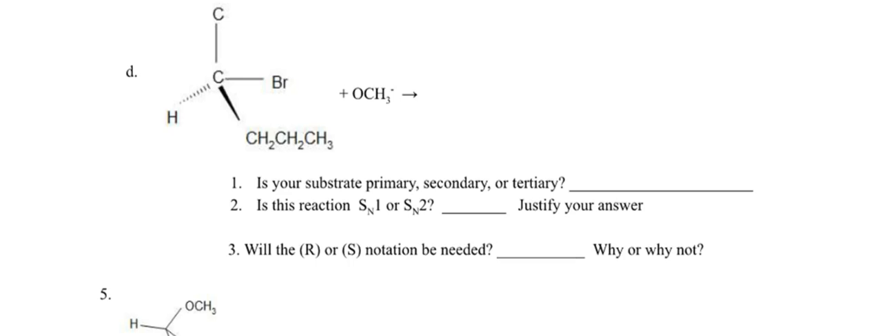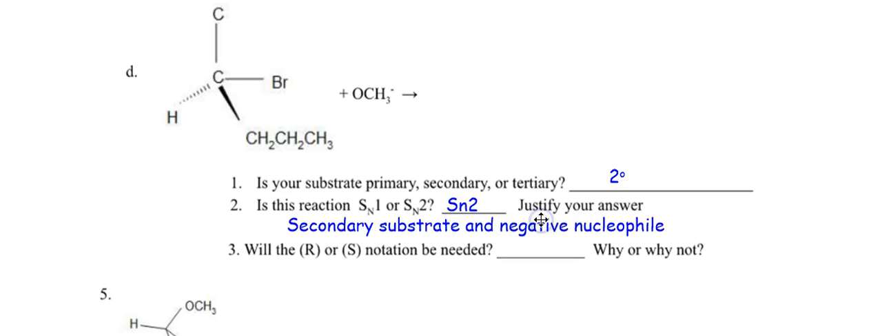Okay, in letter D, just take a look at it. What kind of carbon is this? I have two carbons hanging off of it, so it is a secondary, right? And so is this going to be an SN1 or an SN2? Well, I have to look at my nucleophile. It's negative, so it's SN2. All right, so I have a secondary substrate and a negative nucleophile. So will R and S notation be needed? Yes. Why? Because once again, it is asymmetrical.